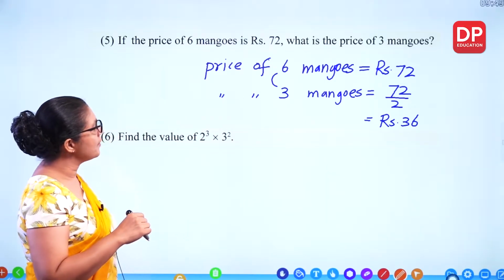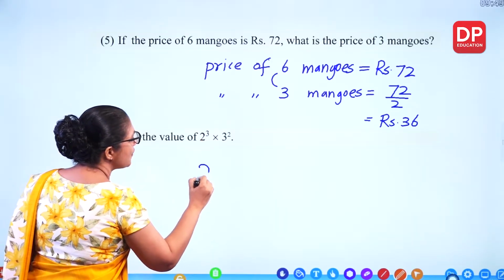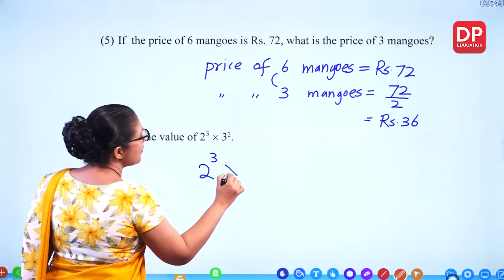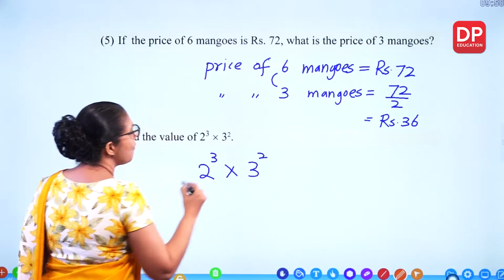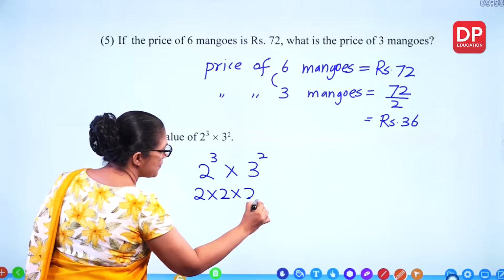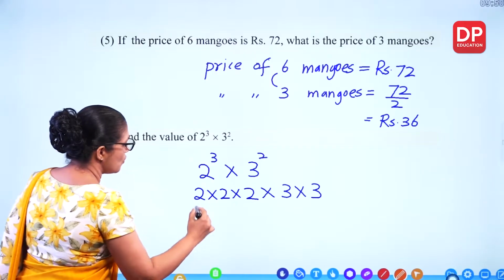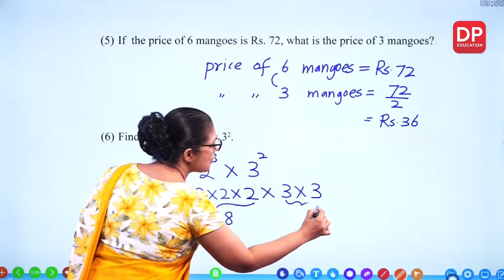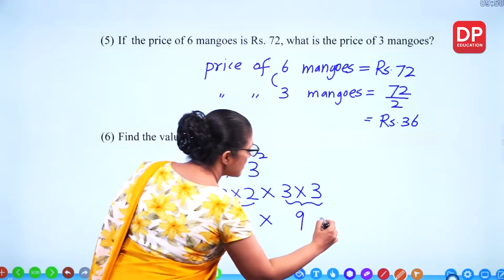Find the value of this one. So what is this? These are indices. 2 to the power 3. Another name for that, 2 cube. 3 squared or 3 to the power 2. Find the value. 2 to the power 3 means you multiply 2 three times. 3 squared means you multiply 3 twice. So 2 times 2 times 2, you get 8. 3 times 3, 9. And now multiply 8 and 9, you get 72.